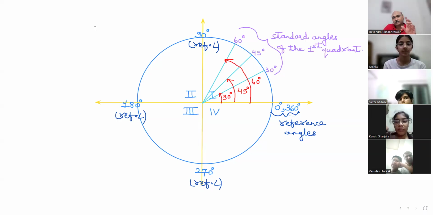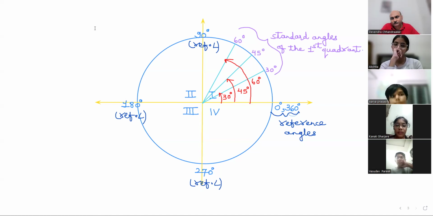Now, why these angles? You may be thinking why these are the only standard angles. Why not other angles like 15 degrees, 75 degrees? So always remember, standard angles क्यों बोला इसको? Because these are the most frequently used angles in your junior classes and even in senior classes also, right? Now 15 degrees, we can get by subtracting 30 from 45. So that's why we are not taking 15 as a standard angle.